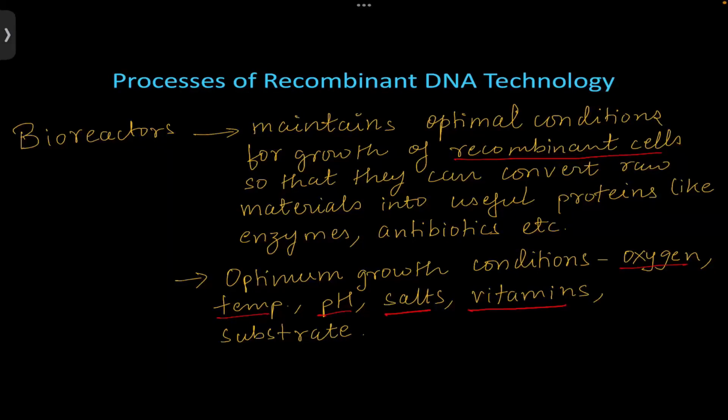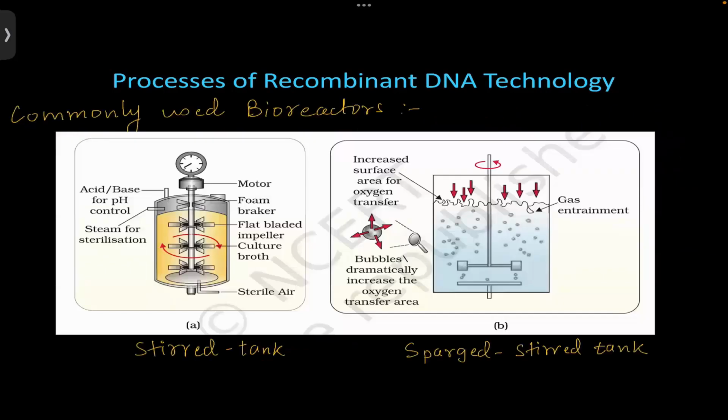Cells should be provided with the required amount of vitamins, etc., and obviously the substrate which the cell will consume and use for its growth, as well as for the synthesis of the recombinant protein. So these are two commonly used bioreactors: one is the stirred tank, and another is the sparged stirred tank.